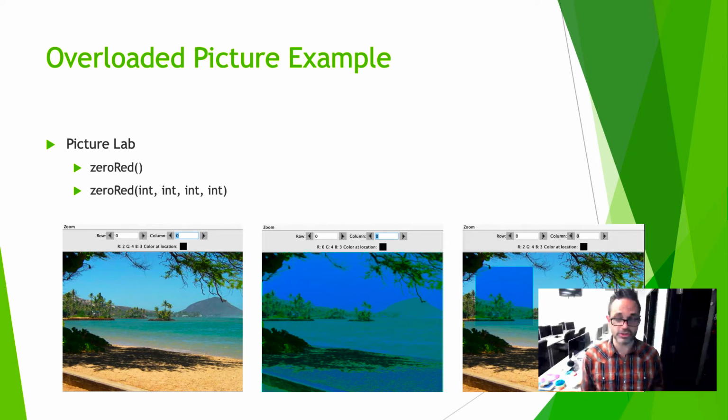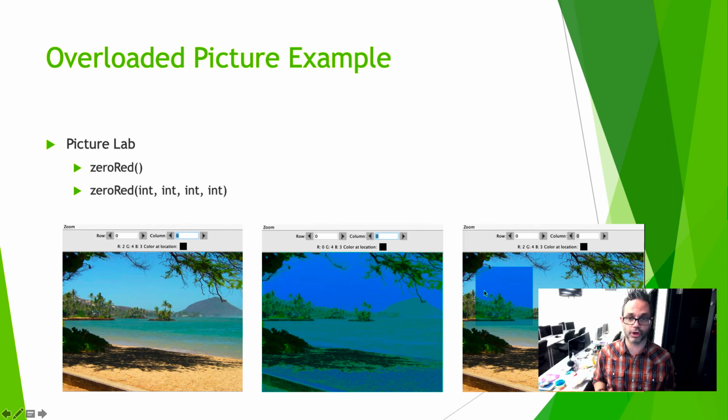Another example is using the AP Photo Lab. We have zeroRed with an algorithm supplied automatically, which takes all the red out of a picture. You can see in the middle picture, all red's been taken out. And then we have zeroRed with four parameters. We can specify a bounded rectangle where we want to take the red out of just that rectangle itself. In that third picture, you can see a region in this section where all the red has been taken out of just that one section. So we can apply that same effect to one part of it. It's using the same logic, but instead of applying to the entire picture, we're applying it just to a specific section within that.